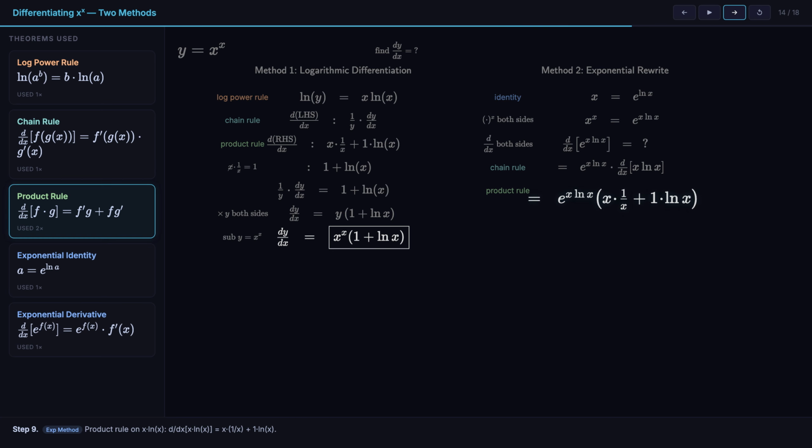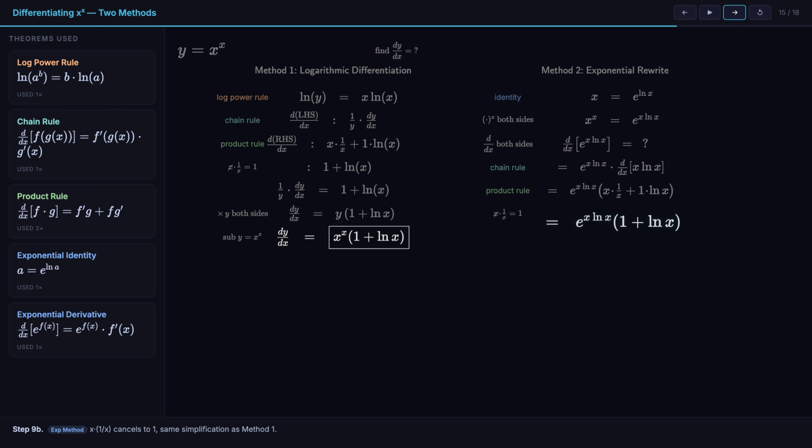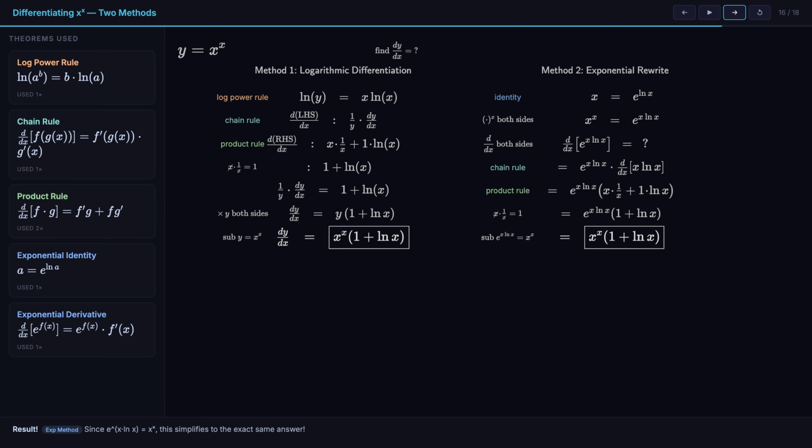What's the derivative of x log x? Same product rule. X times 1 over x plus log x. X times 1 over x cancels again. We get 1 plus log x. So it's e to the x log x times 1 plus log x. And e to the x log x is x to the x. Same answer. Both methods agree.